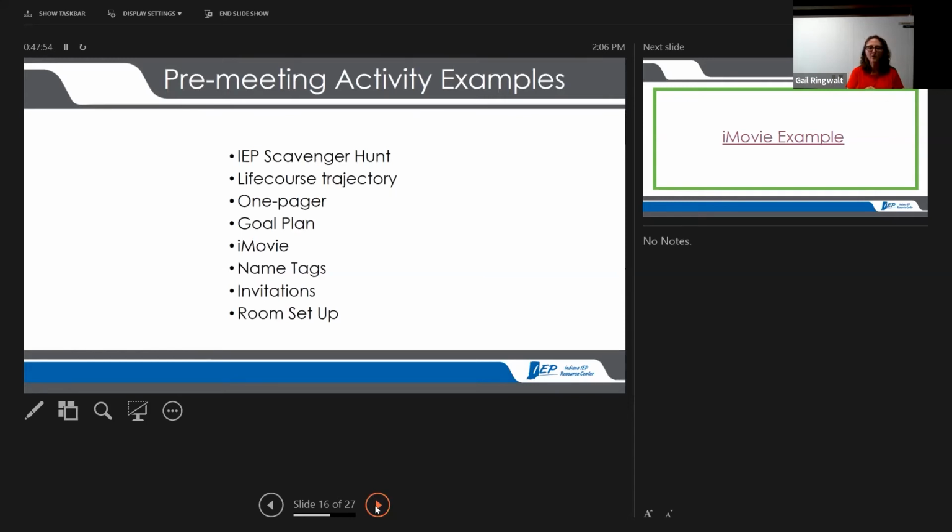Sometimes little kids can just make name tags. Who's going to be at the conference? A name tag for mom, dad, grandma, whoever. So maybe make name tags or have them add a personal note to the invites, and help them set up the room or arrange the room if it's an older kid, who's going to sit where. So these are just things you can do ahead of time with a student to help them.